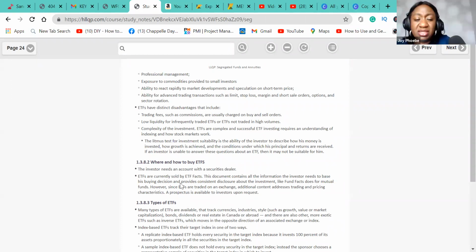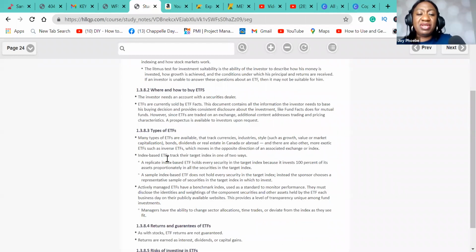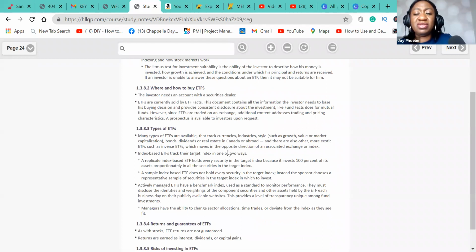Well, the investor needs to have an account with a securities dealer, and then ETFs are sold with ETF facts, a document that contains all the information around the ETFs. Now, what are the types of ETFs? There are many types of ETFs available that track currencies and industries. These types could be for growth, or for value, or for market capitalizations and so on.